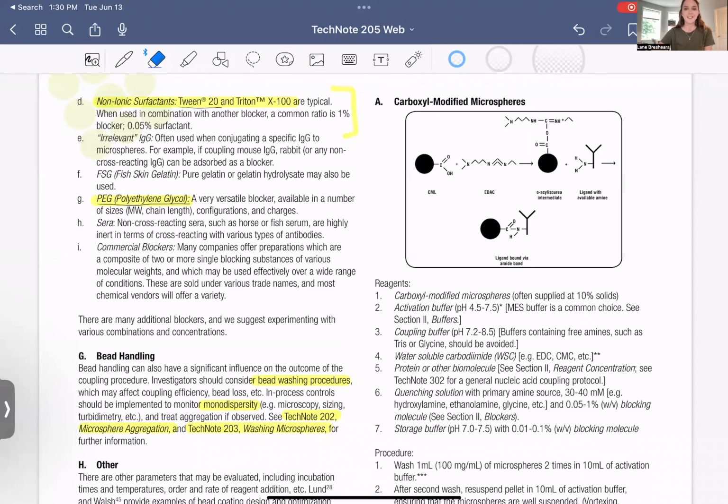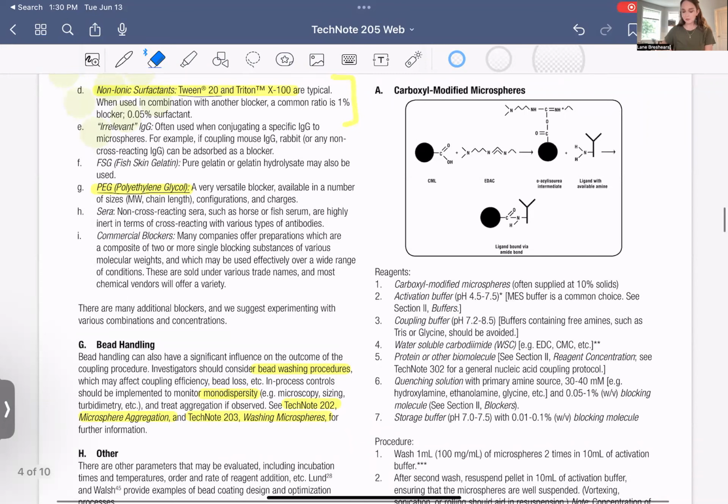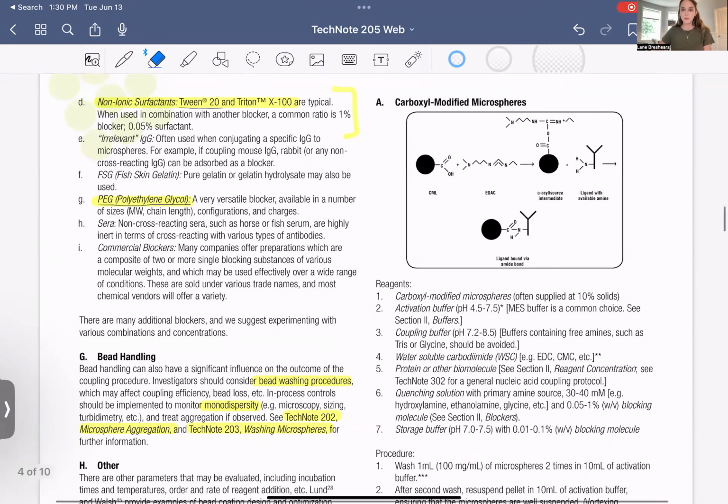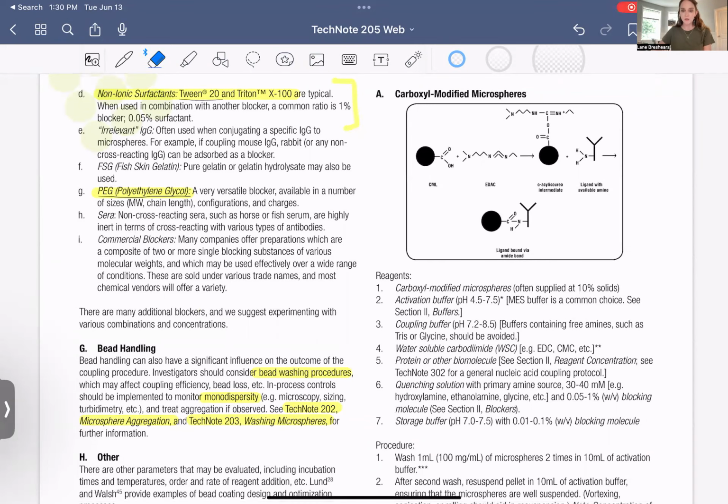Okay, splendid. This will be part 3 of us going through TechNote 205, basically my favorite PDF available on the internet. If Bangs Laboratories needed a microspheres cheerleader, I would volunteer. Okay, so this part is the end of the document.